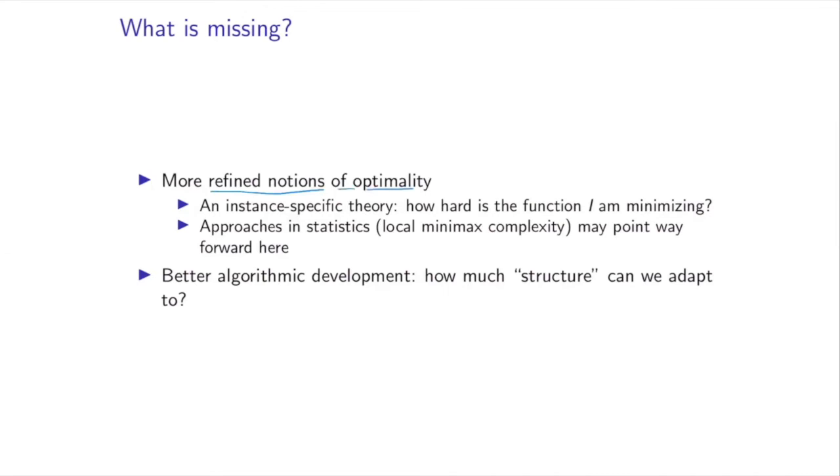And what does that mean? I think it could mean a few things. One is what you might call a more instance-specific theory. I'm not given an arbitrary worst-case function. I'm given a particular function to optimize. And the question is, how hard is the function I am minimizing? I think trying to understand this question is potentially extremely valuable.